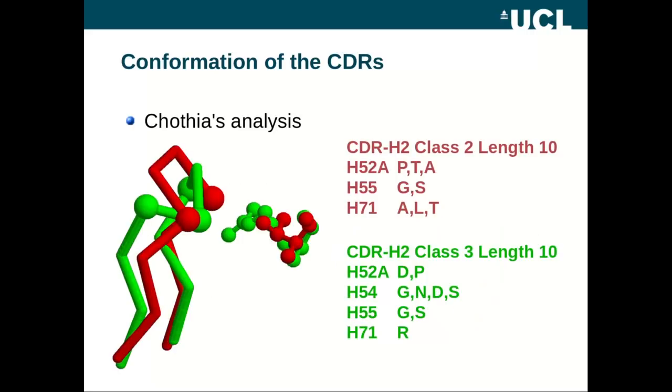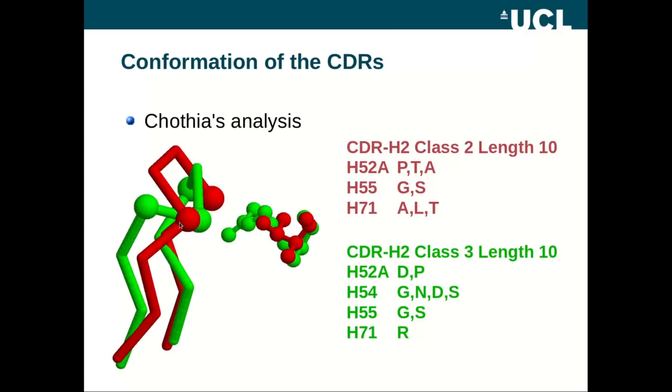This is another example. This is CDR-H2. And in this case, it shows you how a key residue outside the loop affects the conformation. All you need to see from this is that when you have a short residue at this position, H71, outside the loop, alanine, leucine or threonine, then you get a conformation like this in red, where the top of the loop flips over to the left. When you have a longer residue here, H71 is an arginine, then it causes the conformation to flip.